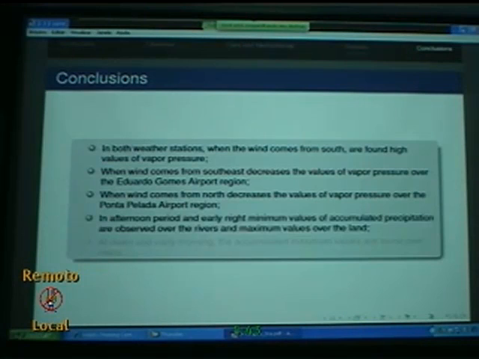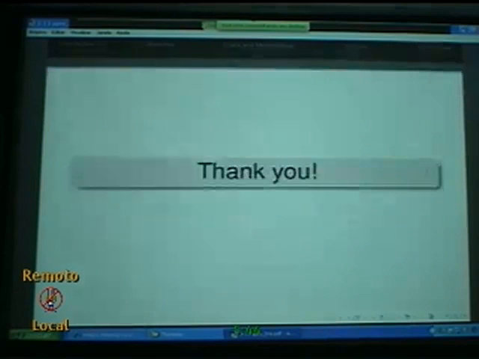And about the distribution of the precipitation, we have some conclusions. In the afternoon period and the early night, minimum values of accumulated precipitation are observed over the rivers and maximum values over the land. And in the dawn and the early morning, the maximum accumulated values are found over the rivers.